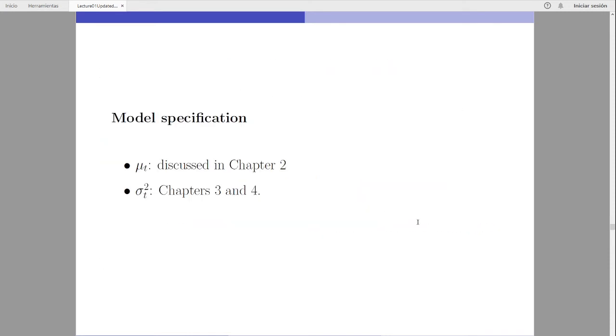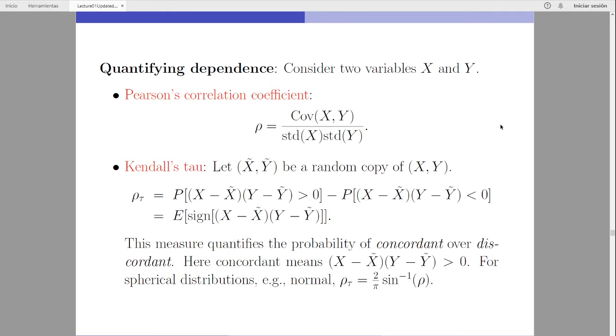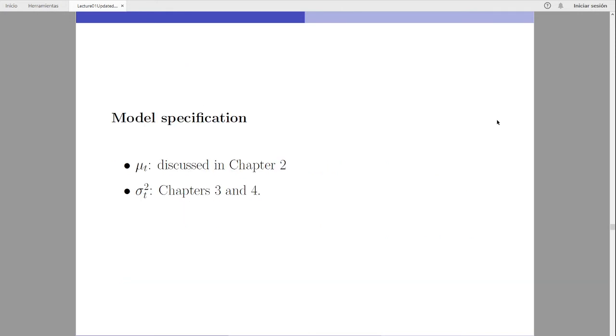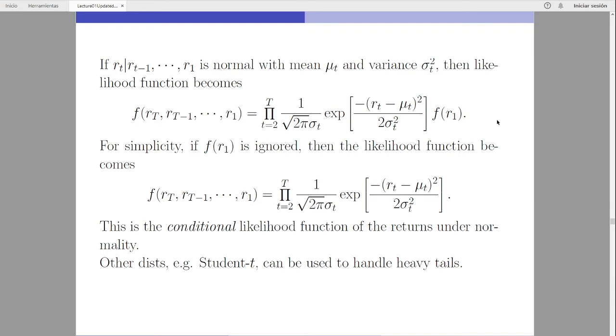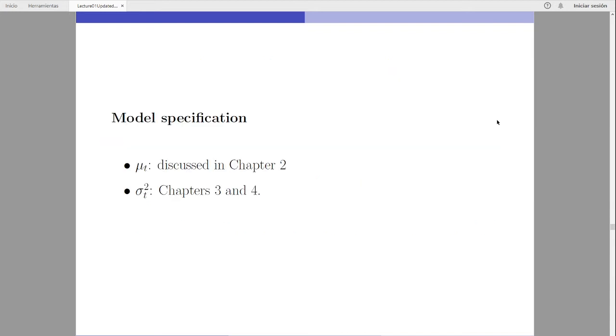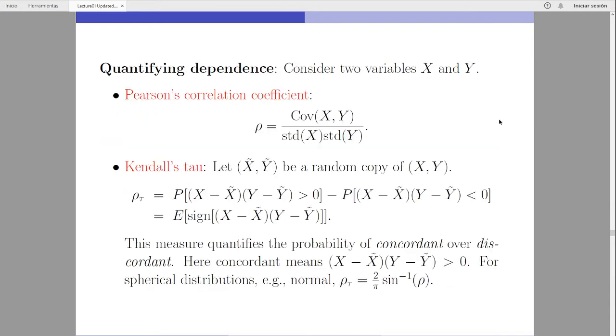So, specifications: these two will be discussed in different chapters. Mu_t is discussed in chapter 2, while the variance is discussed in chapters 3 and 4. We will get there along the lectures, but not today. So this likelihood function gives us an idea about dependence. So how can we quantify that?